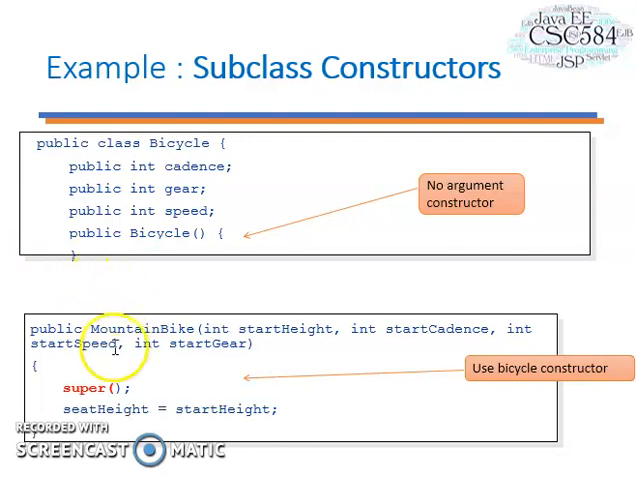Next, let's say you have a no-argument constructor for the Bicycle class, and then in MountainBike you should only write it like this. The syntax will be only super without any parameter. So this is how you use super as a keyword to call the superclass constructor.